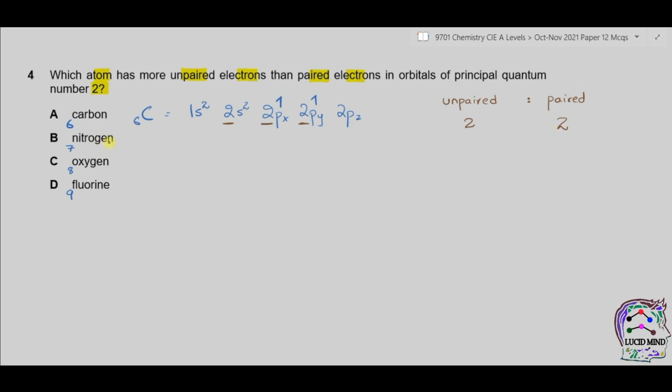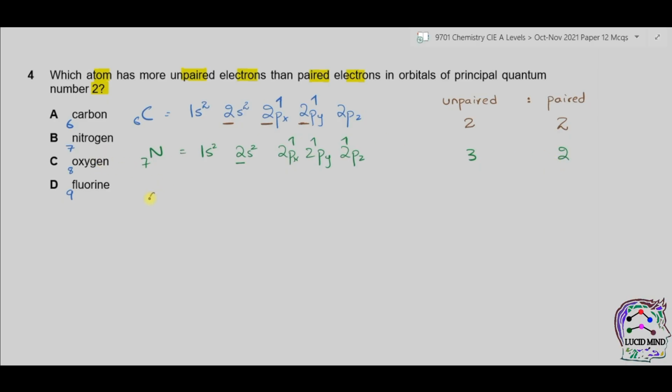Doing the same for the second one, nitrogen. 1s2, 2s2, again 2px, 2py, 2pz. 3 are left, so 1 in each suborbital. 3 unpaired electrons are present and 2 paired electrons are present.